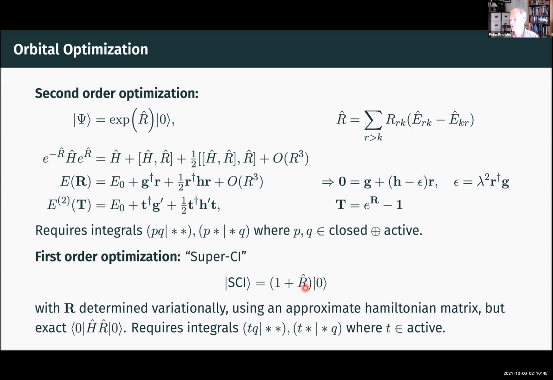And then we just approximate the Hamiltonian matrix between those single excitations, but importantly not between the current MCSCF wave function and those excitations. And then you can just diagonalize that, or find the lowest eigenvalue of that matrix in order to get the parameters R that hopefully get you close to the solution. And the big advantage of that is it requires integrals with just one of the indices belonging only to the active space, and that makes a huge difference in terms of what you have to compute.